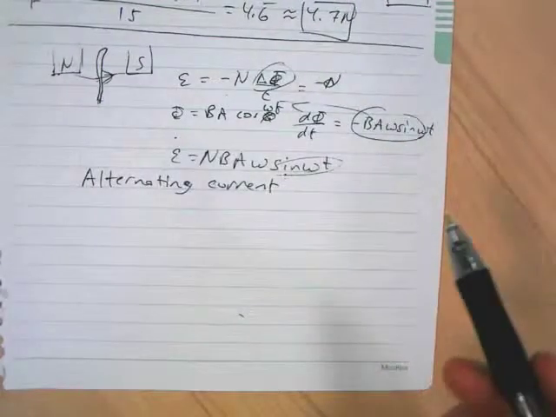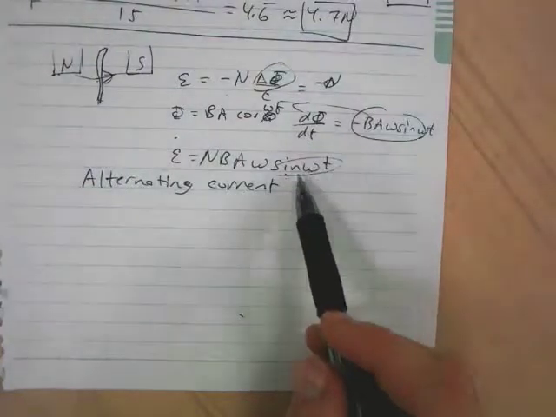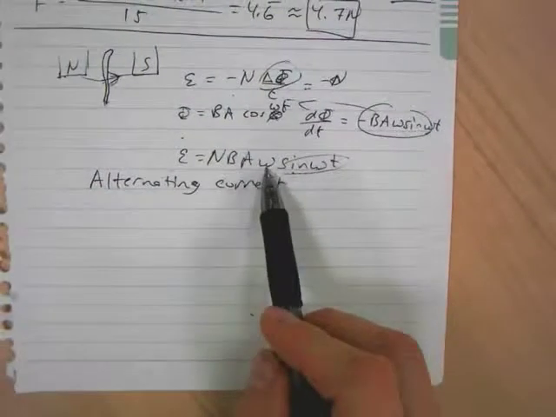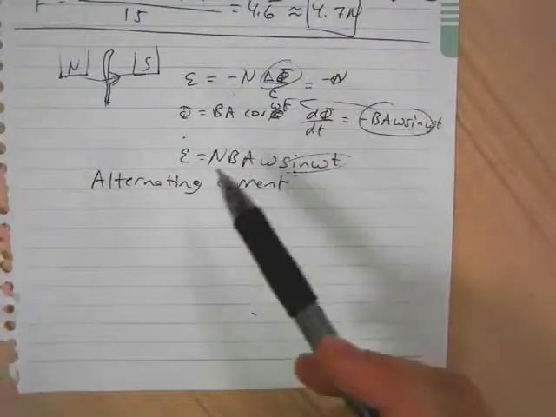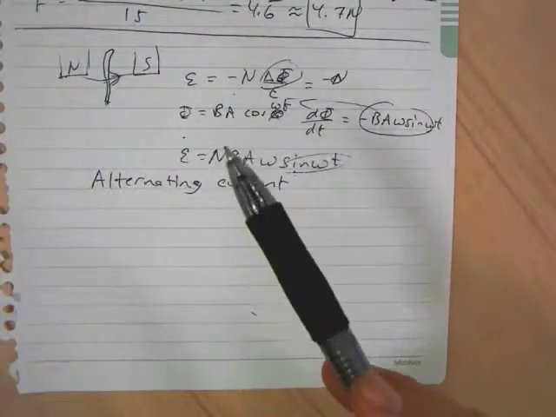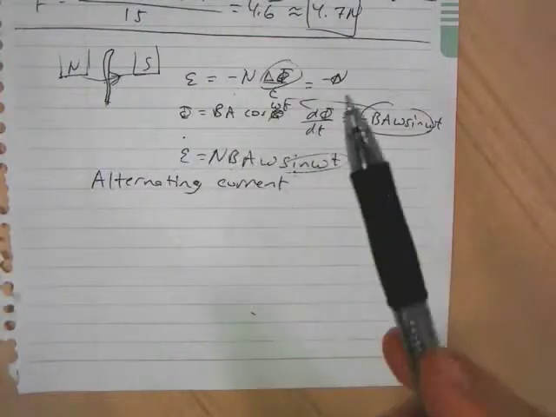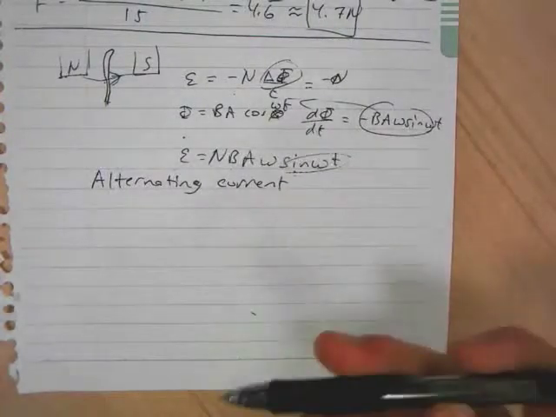because the current will change directions. It has a maximum of N B A omega, and then it'll go down to 0, and then it'll go to negative N B A omega. So the current will be flowing around one way, and then it'll slow down and stop, and then current will flow the other direction, and so forth. Right?